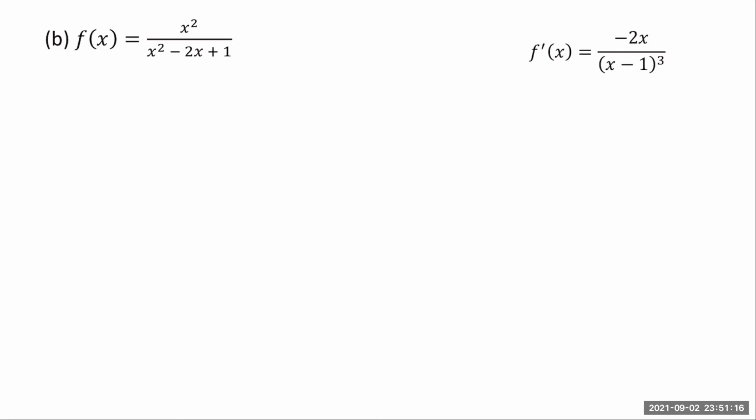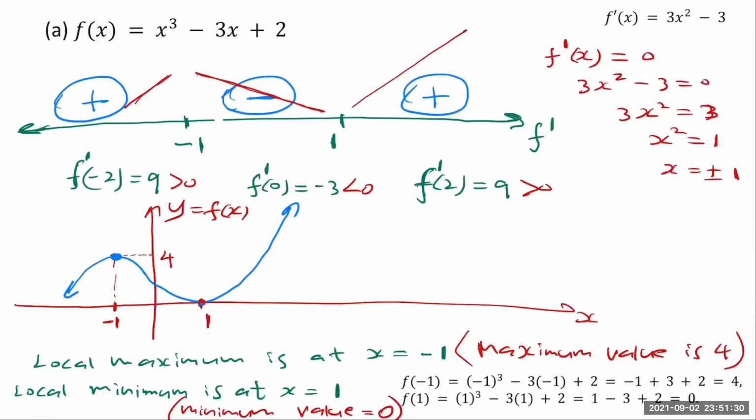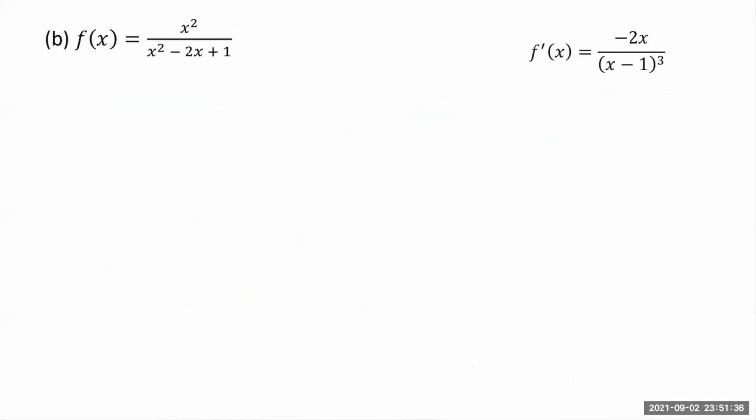Okay, we need to sketch the graph of this one. Again, the idea is the same. I want to have a sign chart for the derivative of this function because I want to identify local maximum and local minimum. I can use the first derivative test to identify local maximum and local minimum. All right, let's go over this example.